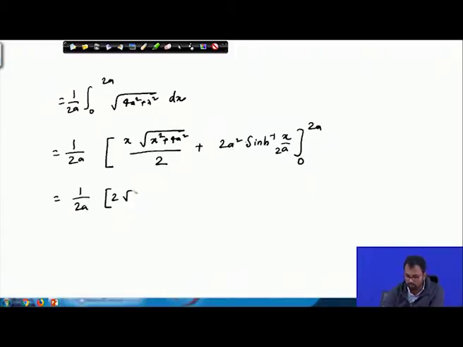2a times square root of 2a square plus 2a square, plus 2a square sinh inverse 1. And sinh inverse 0 will be 0, and therefore we will be left with 4a square to cancel. So that will basically give us the required length of the arc. We can further simplify if you want, but we will leave the answer up to here. One can also write the value of sinh inverse 1, but this will be the answer.